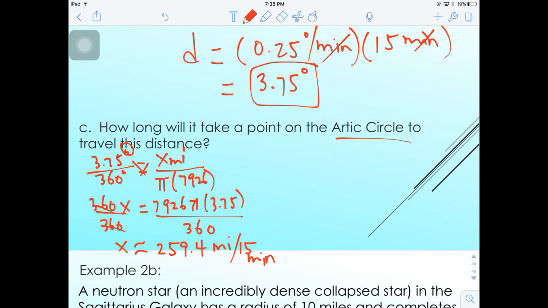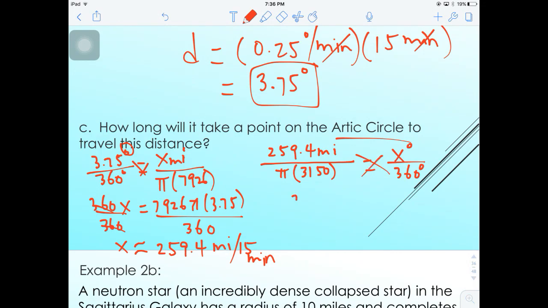So using the 259.4 miles over, we do not know how big the Arctic Circle is, but we can calculate it. The circumference is 2 pi r, or pi times the diameter, which in this case is 3150. Well, we set that equal to how many degrees: 360 degrees. Well, how many degrees out of that 360 degrees traveled?